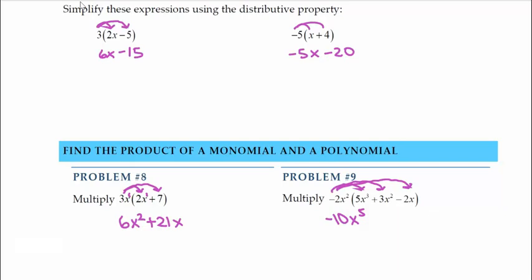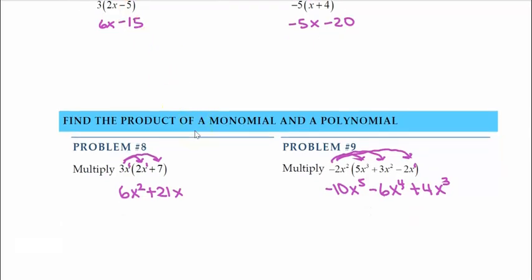Now let's distribute that negative 2x squared to 3x squared. Negative 2 times 3 is negative 6. X squared times x squared is x to the 4th. And then the last one, negative 2 times negative 2 is positive 4. And then x squared times x to the 1st is going to be x to the 3rd. You've got to add those exponents again together, and now that would be your answer. Okay, so make sure you know how to add, subtract, and multiply with these polynomials like this.